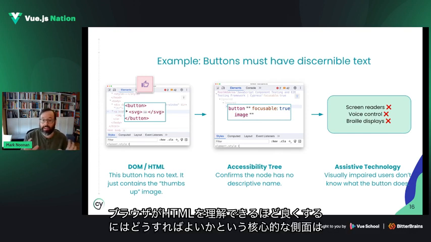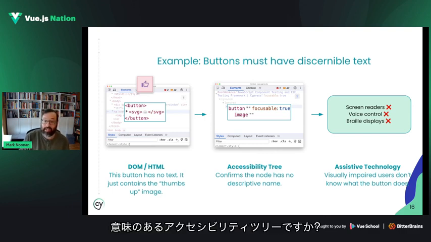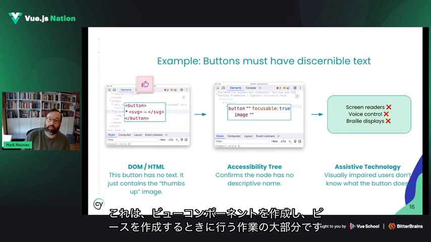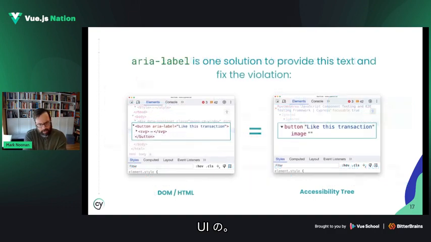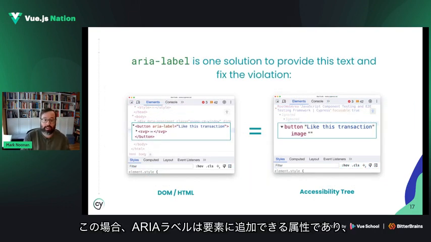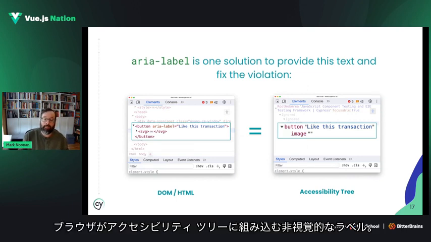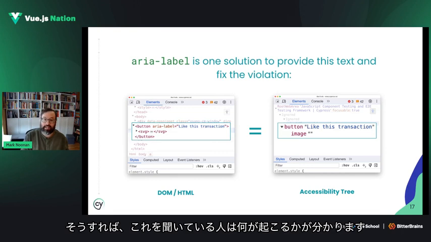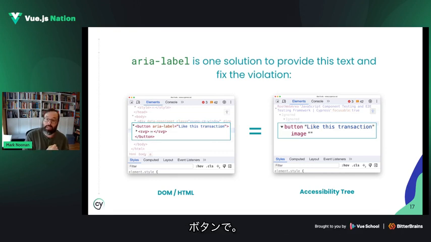So this core aspect of how are we making the HTML good enough that the browser can make an accessibility tree that makes sense? This is a part of what we're doing when we create Vue components and we make pieces of the UI. There's a number of solutions to any accessibility problem. In this case, the ARIA label is an attribute you can add to the element that will provide a non-visual label that the browser will build into the accessibility tree. So that gives somebody who's listening to this being described a sense of what happens with the button.